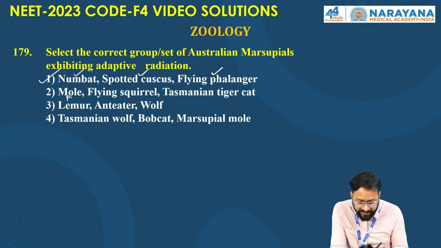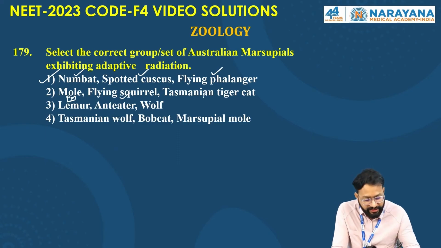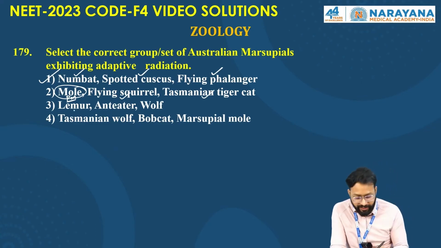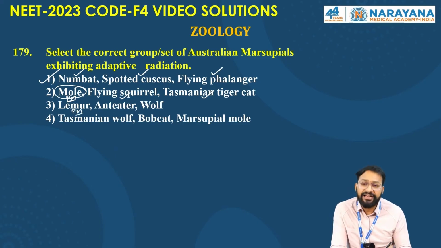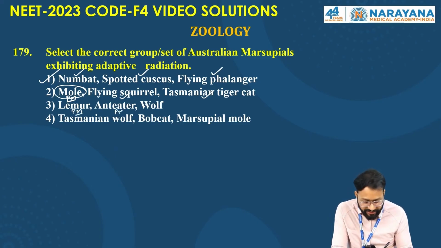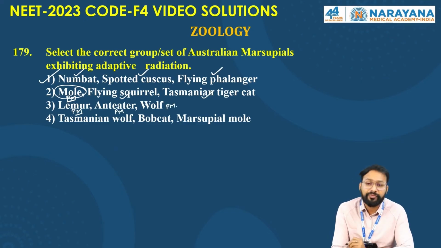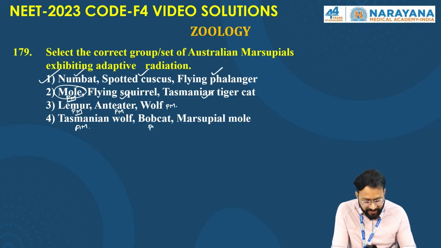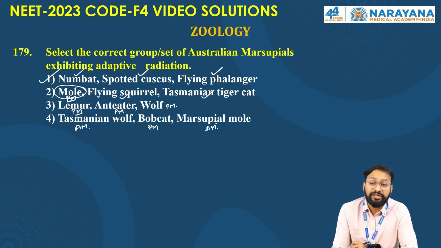Mole, it is a placental mammal. Flying squirrel, it is a placental mammal. Tasmanian tiger cat, it is a marsupial. But because of the mole, right? Instead of this, if it would have been marsupial mole, it would be an Australian marsupial. Lemur, it is a placental mammal. Anteater, right? It is also a placental mammal. Wolf also is a placental mammal. Tasmanian wolf, Australian marsupial. Black cat, placental mammal. Marsupial mole, Australian marsupial. Right? So from the adaptive radiation part of the evolution, this question is asked.